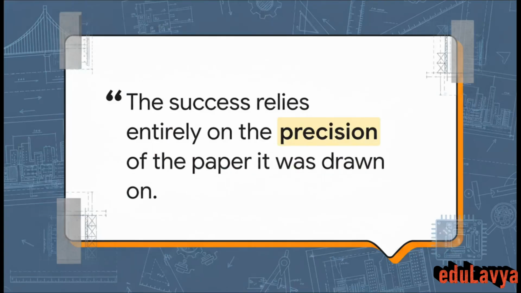If there is one core takeaway I really want you to remember from this entire explainer, it's this synthesis right here. The success of the physical world relies entirely on the precision of the paper it was drawn on. A safe, dependable infrastructure system? Yeah, that doesn't happen by accident. It is the direct result of designers accurately predicting the physical reality and installers meticulously, perfectly executing that vision.